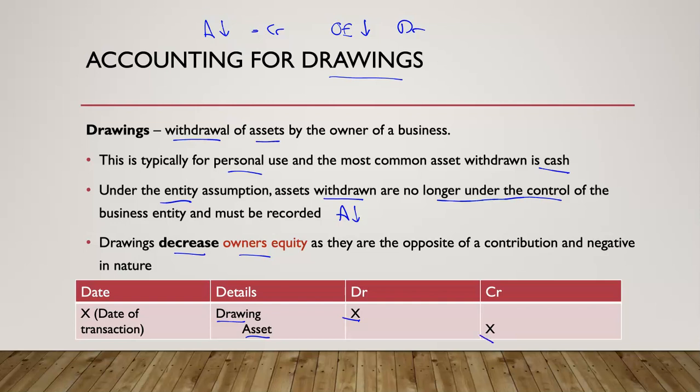And I probably haven't explained that well because we're going to have a little quirk. The reason why our owner's equity goes down is because our drawings are going up. So if drawings go up, that is going to result in our owner's equity going down.